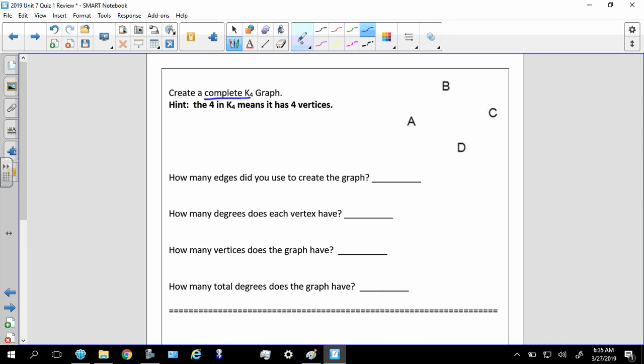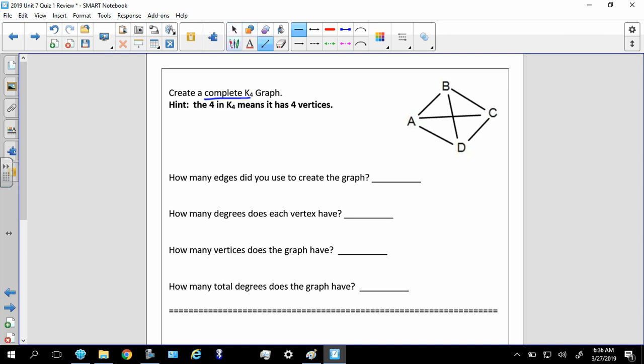All right, create a complete graph. Remember, complete means everything is touching each other. So that means A is touching B, A is touching C, A is touching D, like so. B is touching C, B is touching D, B is already touching A, we drew it. And then C is touching D.